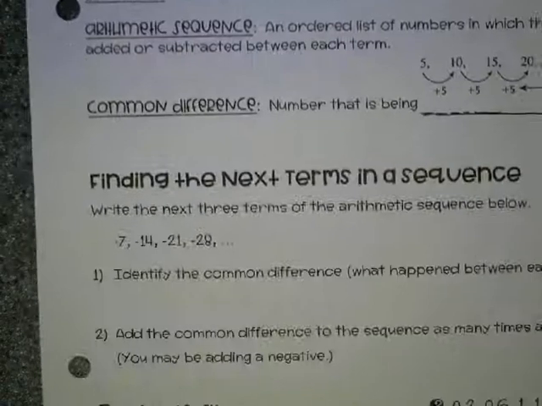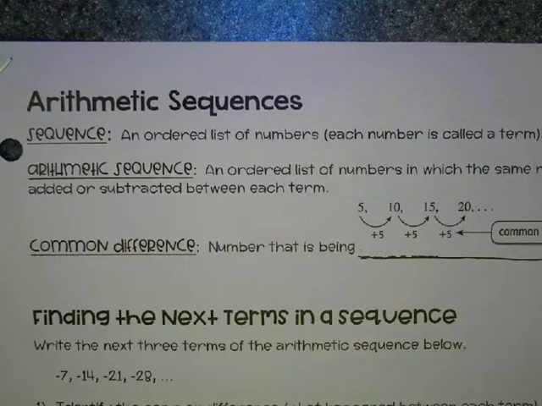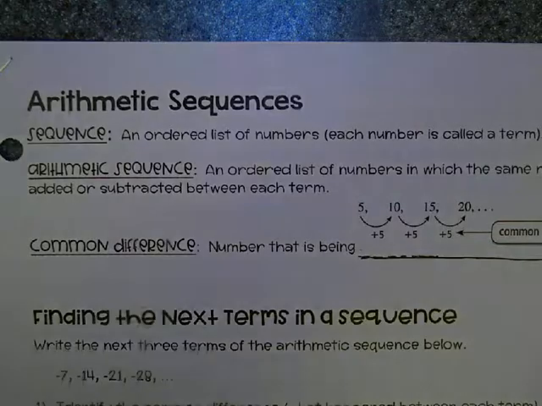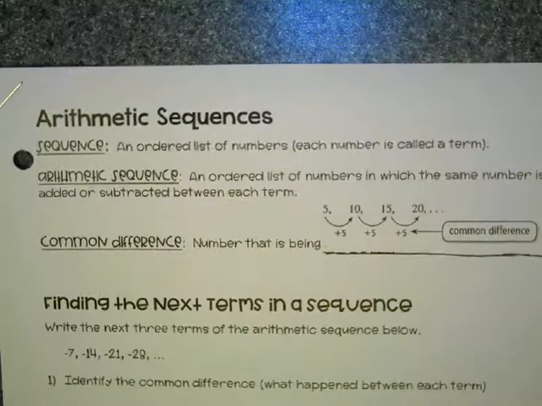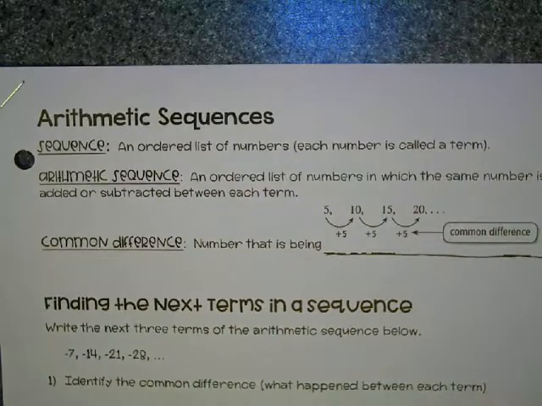Looking at arithmetic sequences. To start with, a sequence is just an ordered list of numbers. Each number is called a term. So you have a bunch of numbers in a row, that's just called a sequence. An arithmetic sequence is an ordered list of numbers in which the same number is being added or subtracted between each term. So that's important.